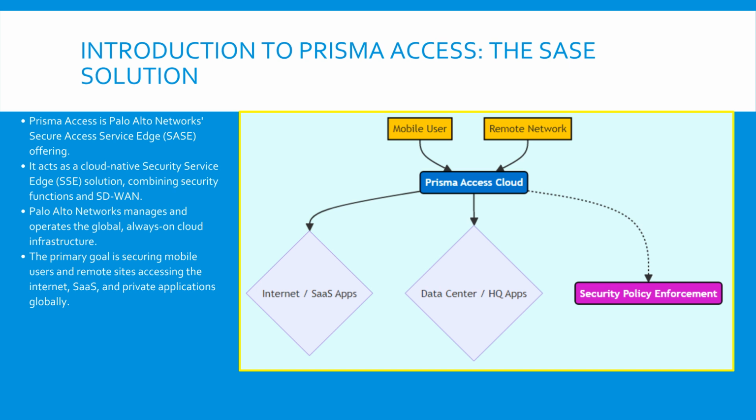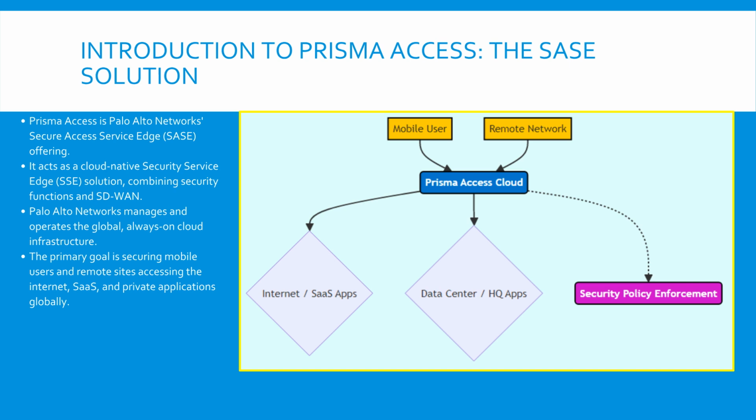What did we learn? We learned that Prisma Access is a global cloud-based security service, SASE, managed by Palo Alto Networks. The important point is that it handles all traffic inspection and security policy enforcement consistently for mobile users and remote sites. This diagram shows the high-level position of Prisma Access.